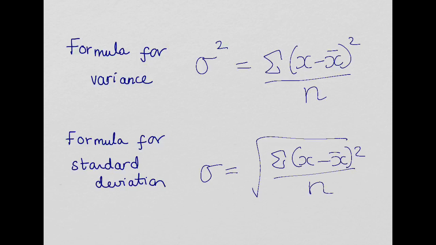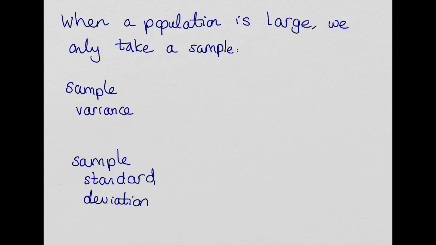So those are 2 of your formulae. Now, if you have a particularly large population, you're probably only going to want to take a sample of that. When you take a sample, it's not a true value, it's only an estimate. So we have something called the sample variance and the sample standard deviation. We can't use sigma for these because sigma stands for the population variance and standard deviation, so we use s instead. s stands for sample.